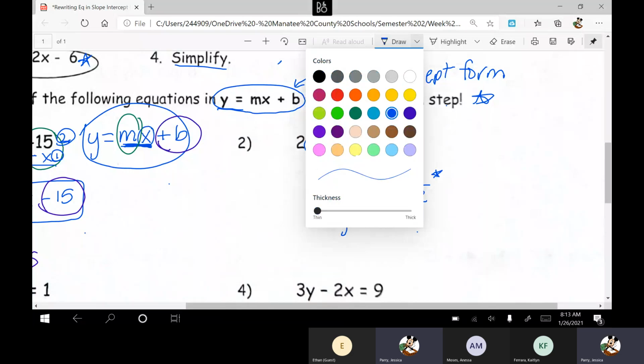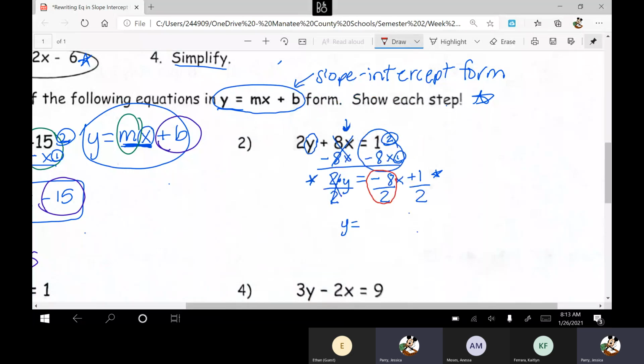Now let's look at this negative 8 divided by 2. Can you do negative 8 divided by 2?